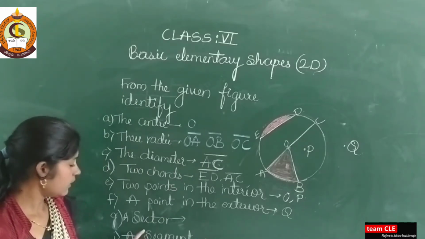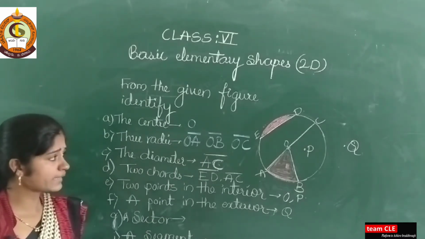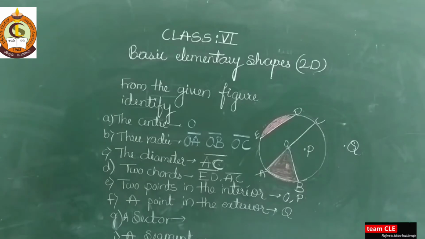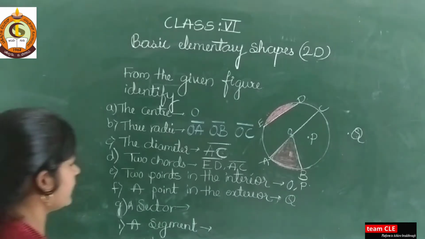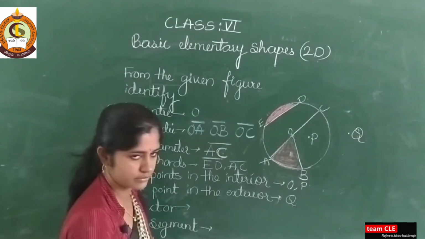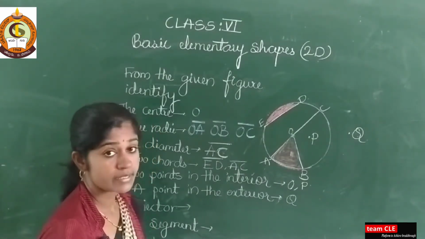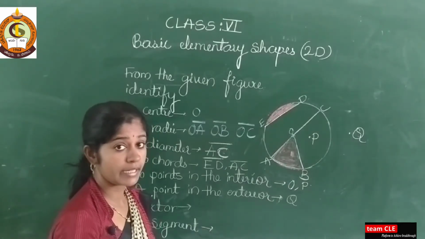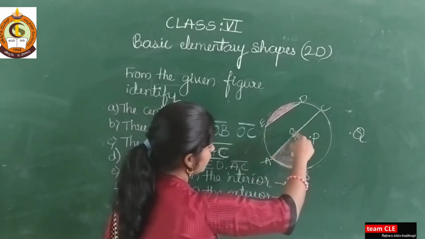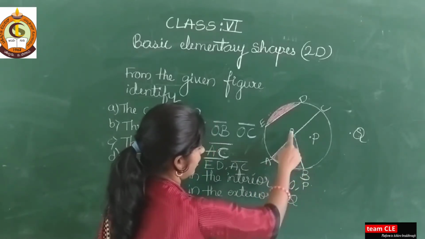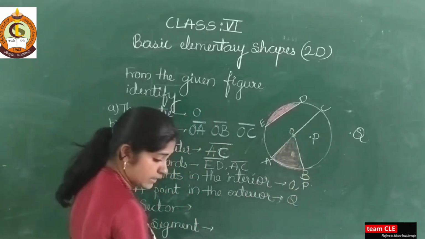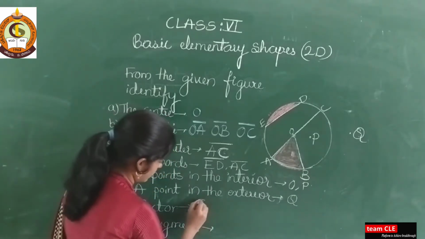Next, a sector. Then tell me where is the sector? Sector means the area enclosed by two what? Radii and an arc. Then where is it here? AOB is the sector.